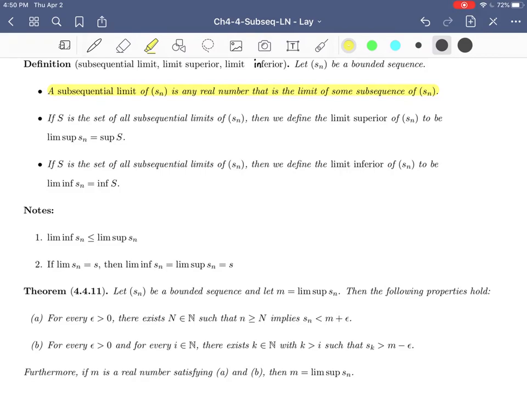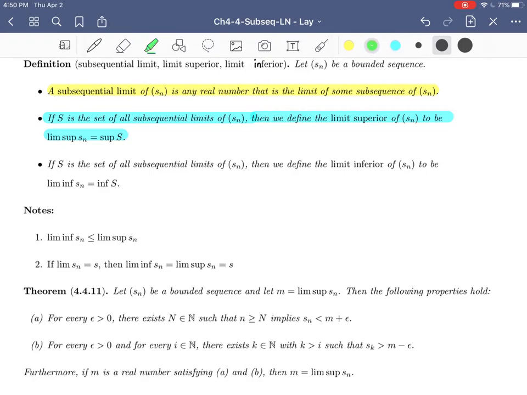If you have the set S of all subsequential limits, then we can define the limit superior to be the supremum of the set S. So remember, the supremum is the least upper bound. Out of all of the upper bounds that you could have for that set, it is the upper bound that is the smallest.